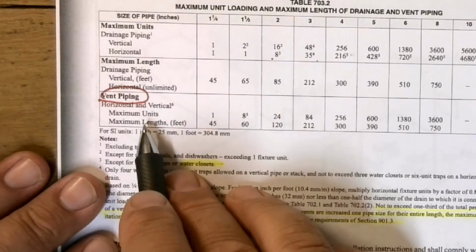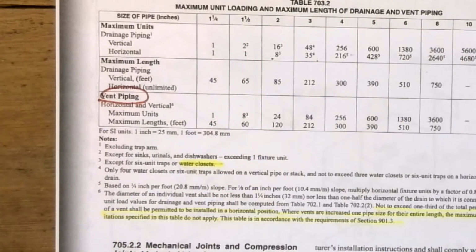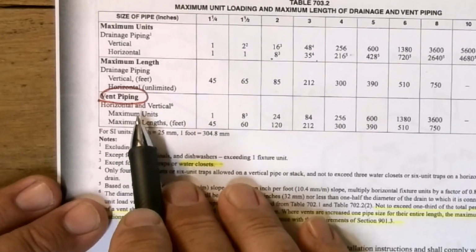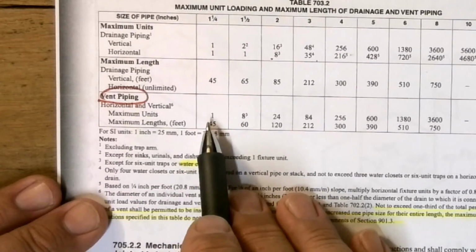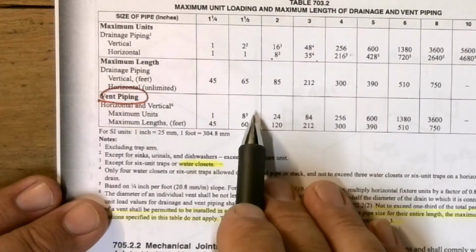Maximum units and then maximum length. For vents, the length of your vent depends on the size of the pipe. So here we have the horizontal and vertical maximum fixture unit length: for 1.5 pipe, 8 fixture units.